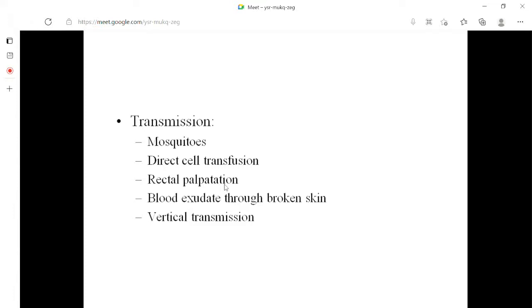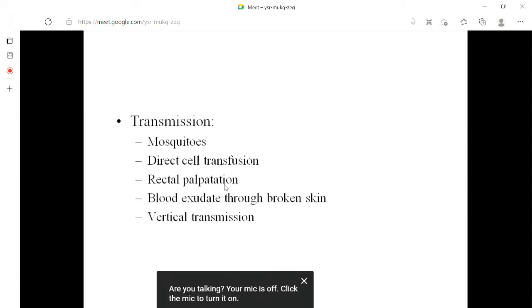So if the infected cells are transmitted from an infected animal to normal animals, then the disease progression may take place. The possibility is direct cell transmission through injections or blood transmission. Mosquitoes can play a role. Rectal palpitations, if any injury occurs from one animal to another, it may occur. Through broken skin also, if some cell transmission takes place, then the virus may spread.